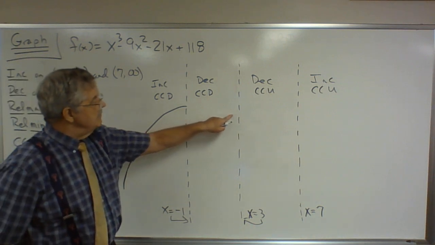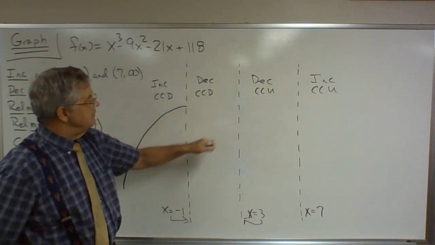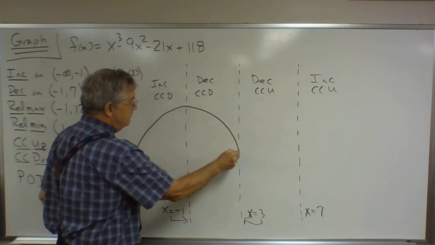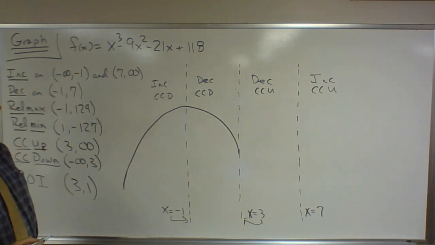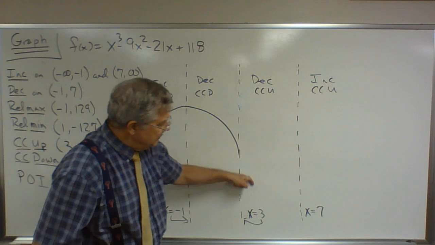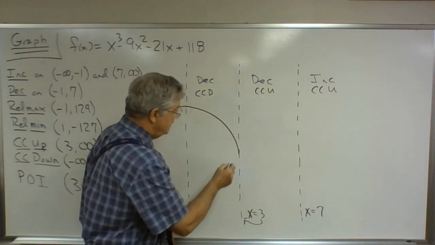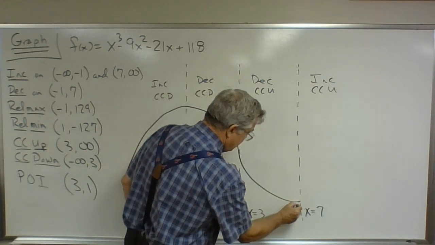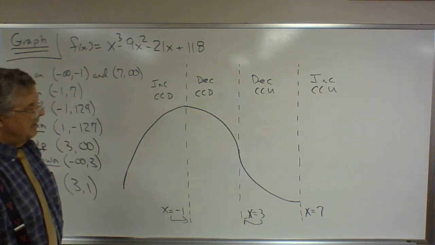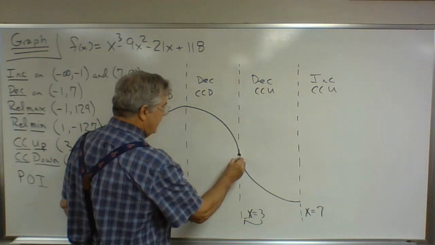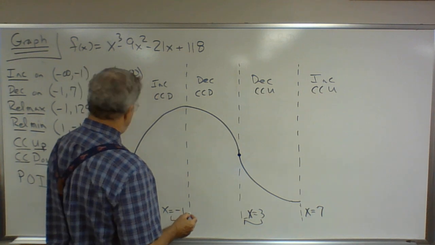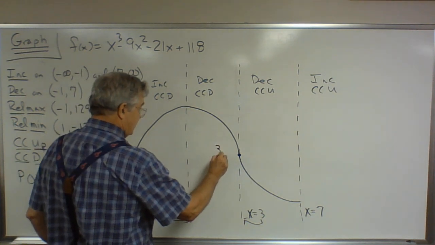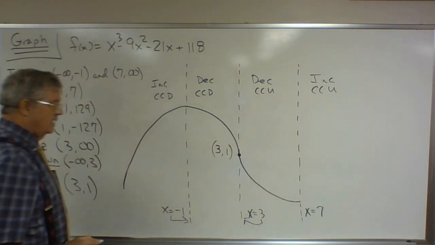Now here, in this interval, it's still concave down, but it's decreasing. Concave down and decreasing. Okay. Now we're still decreasing or going down, but it's going to be concave up. Going down and concave up. Yeah, that didn't turn out too bad. And right here, where it changes from concave down to concave up, we have the point of inflection. X equals 3, y equals 1.